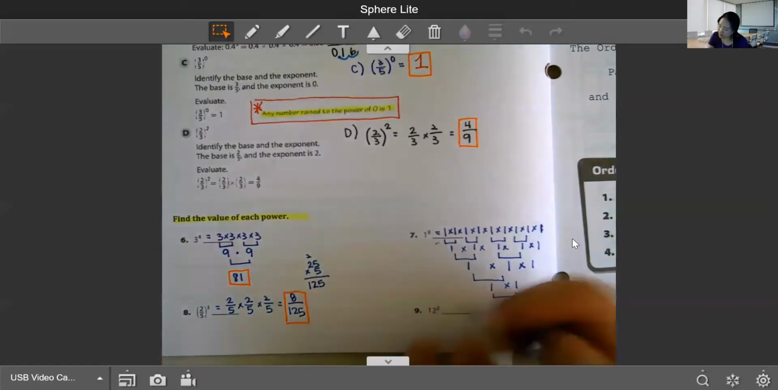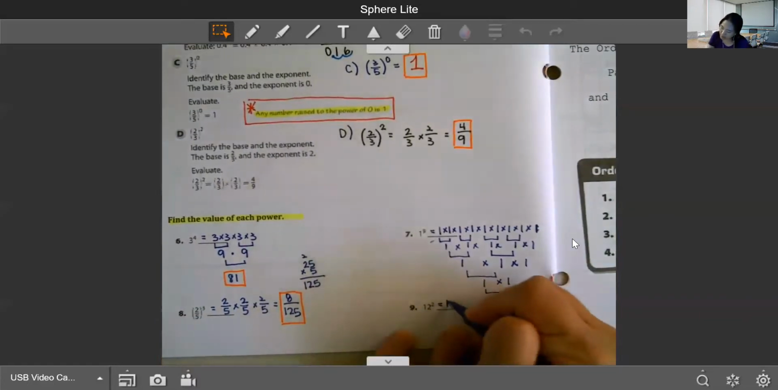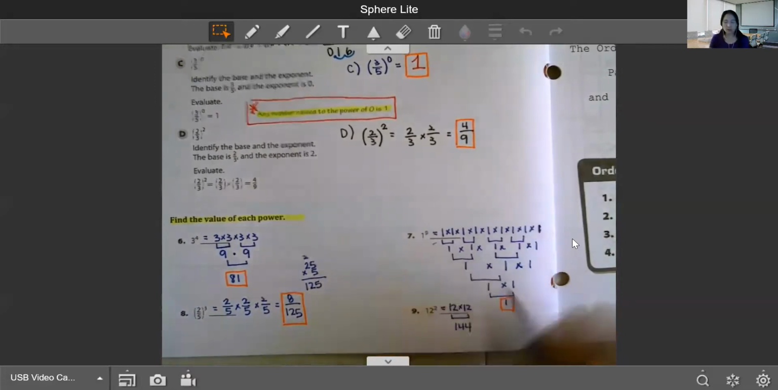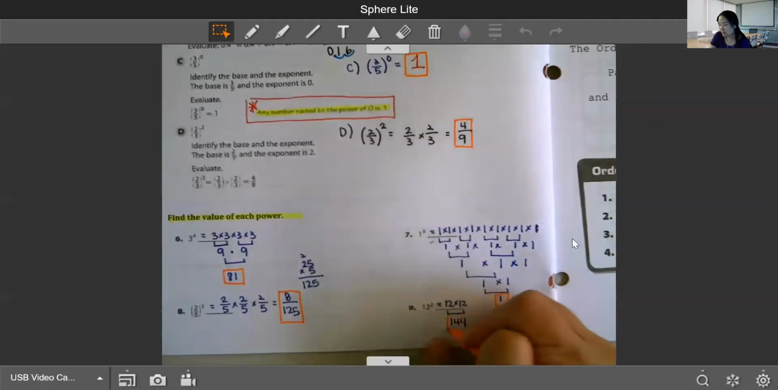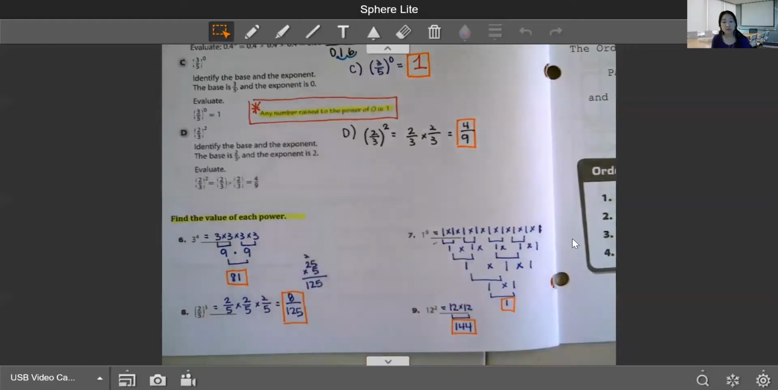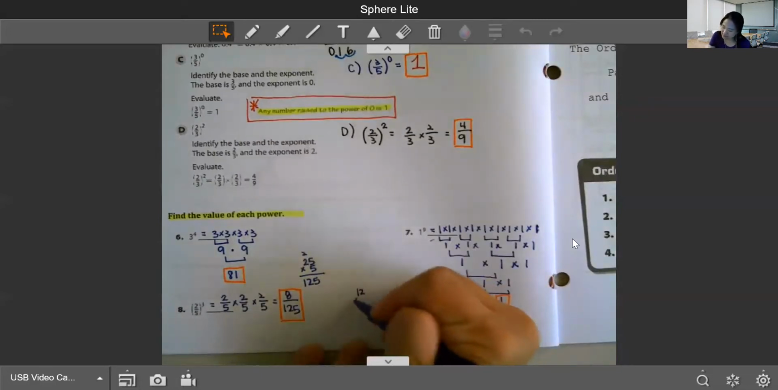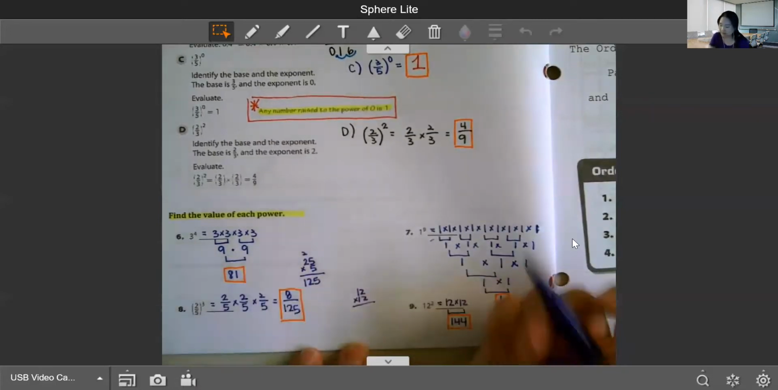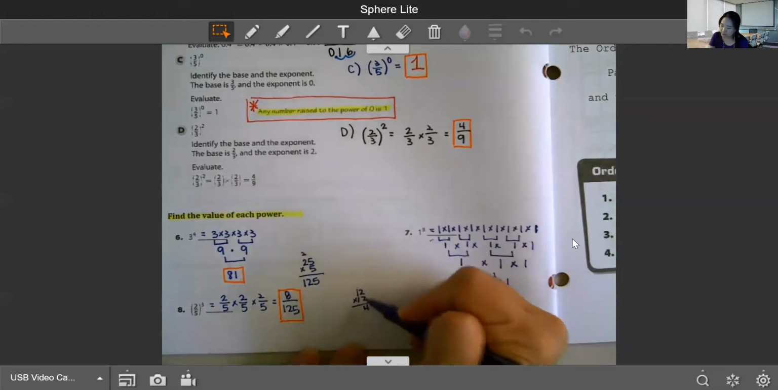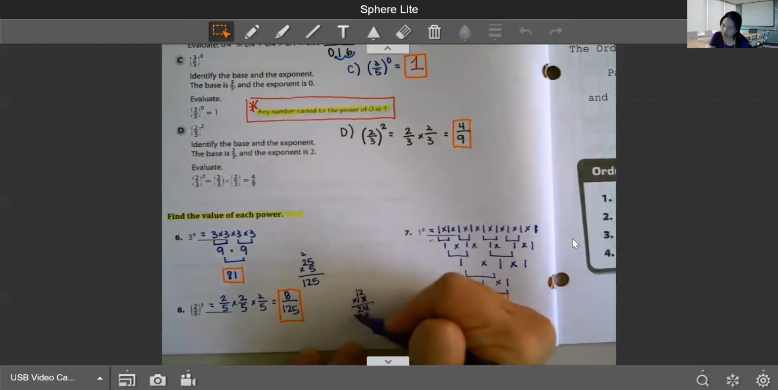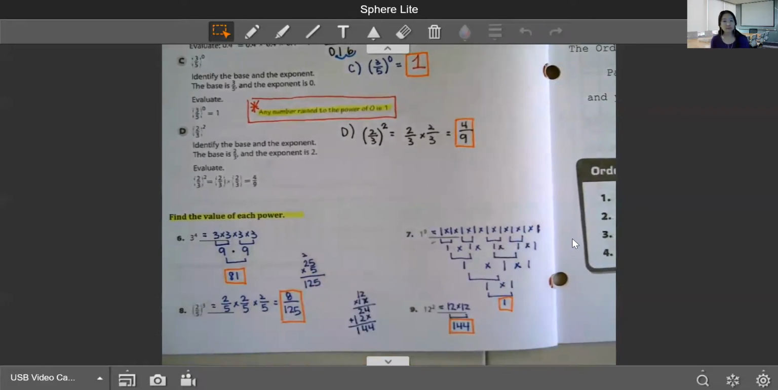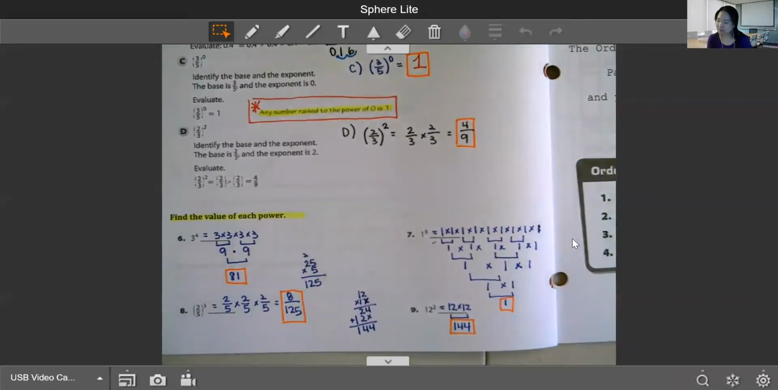Okay, last one, 12 to the second power. 12 times 12, 144. A lot of students already know that 12 times 12 is 144. Again, let's say you didn't know that, then on the side you can show that work. Let me do this really quickly. 2 times 2 is 4, 2 times 1 is 2, X it out. 1 times 2 is 2, 1 times 1 is 1, add them up. 4, 4, 1.